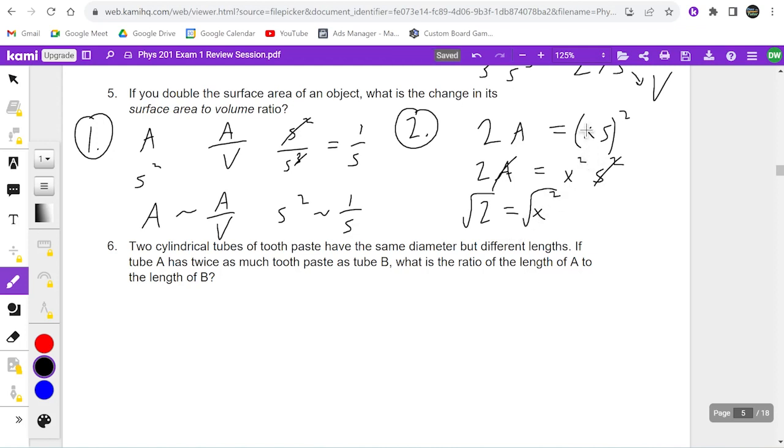You may be thinking, hey Dan, couldn't I have just taken the square root at the beginning and gotten root 2a? And yes, if that's easier for you, then just take the square root that way and you get the same thing. I don't really care. But either way, the change in size is root 2.